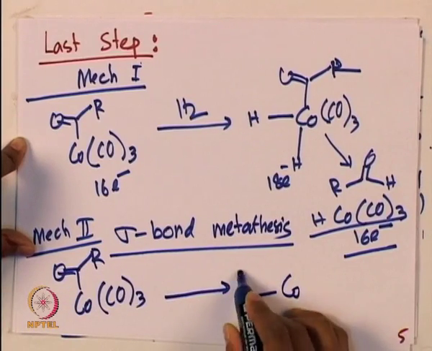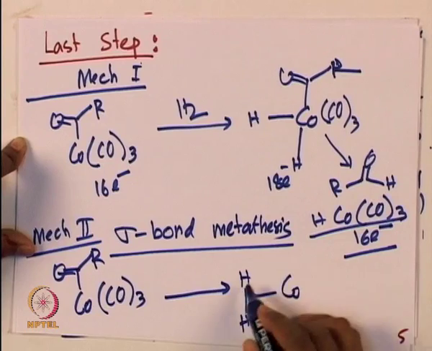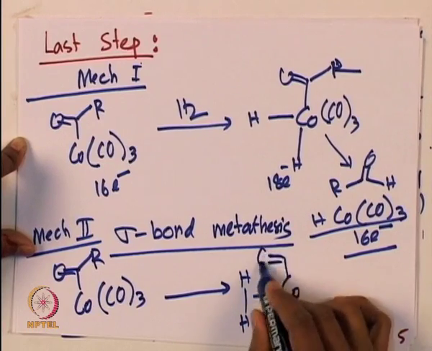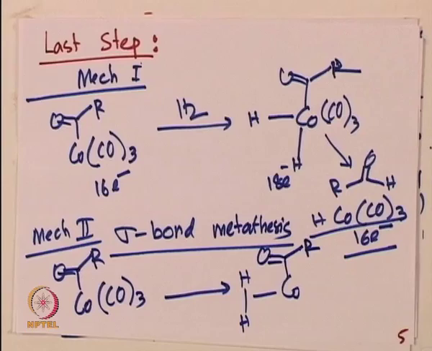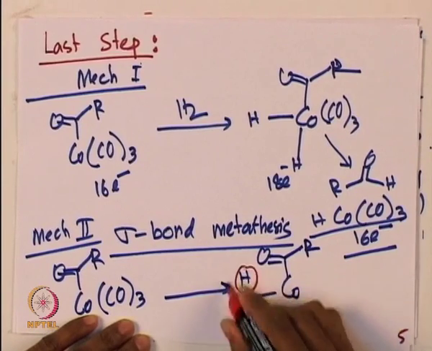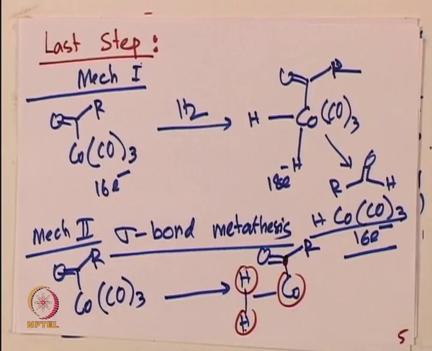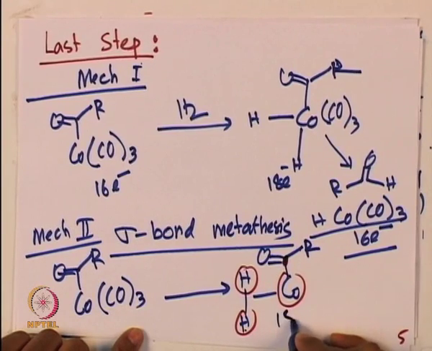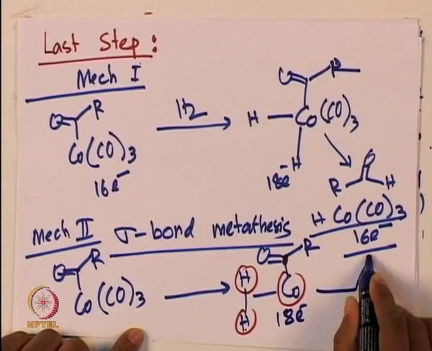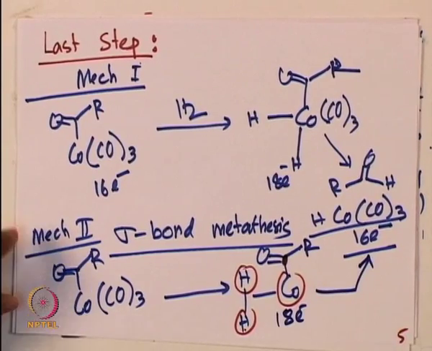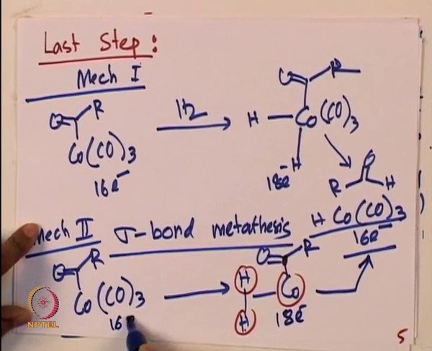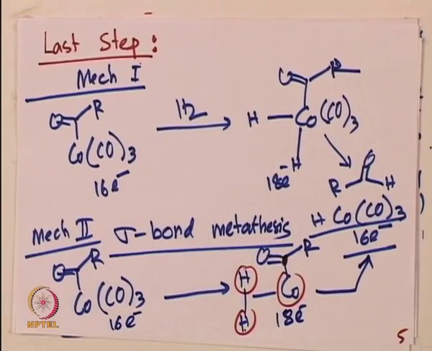You will have this coordination. With coordination, it's a four-centered mechanism. It will occur. So that means this one, 1, 2, 3, and 4. This four-centered mechanism will give rise to the product formation, the same product formation you will get. So the 16 electron species goes to 18 electron, back to 16 electron.